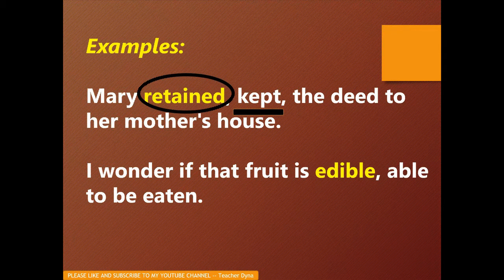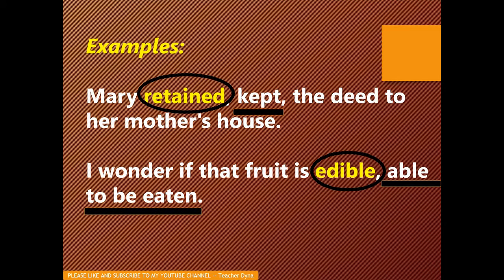Another example, I wonder if that fruit is edible, able to be eaten. We have here the word edible, and with the use of the context clue, our clue here is able to be eaten. And please be reminded also, the meaning is after the comma.